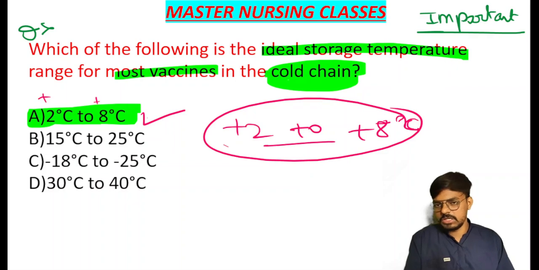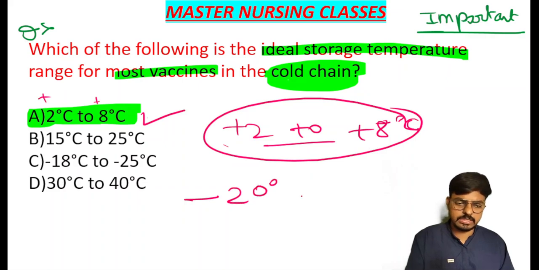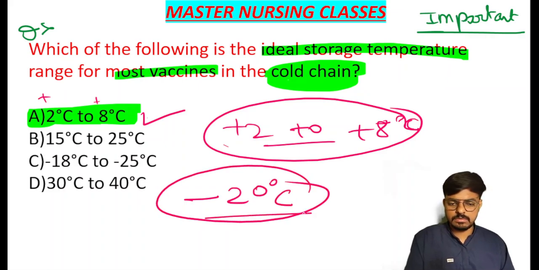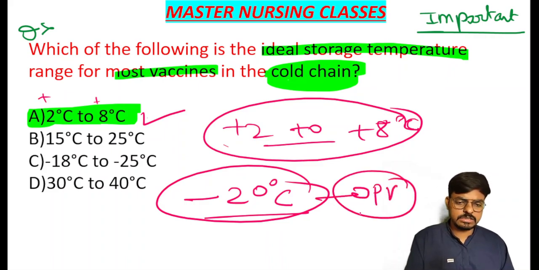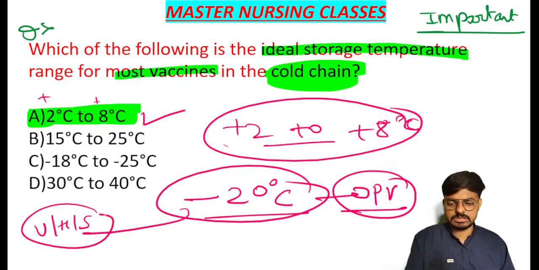And which is the ideal temperature to store the oral polio vaccine? The ideal temperature to store the oral polio vaccine is -20 degrees Celsius. The oral polio vaccine is stored at -20 degrees Celsius because it is very heat sensitive. If it is exposed to any kind of heat, it will get damaged. The very heat-sensitive vaccine is the oral polio vaccine, ideally stored at -20 degrees Celsius.